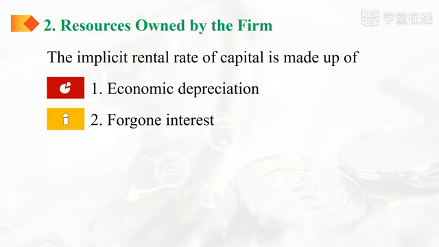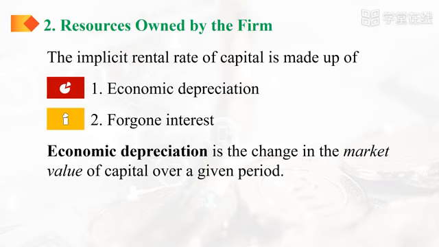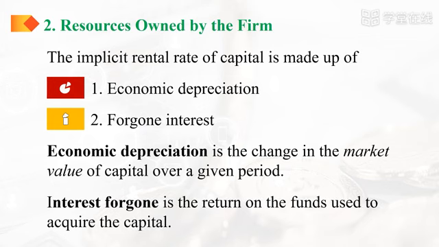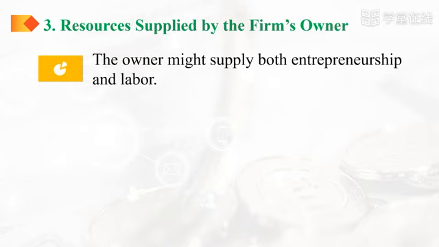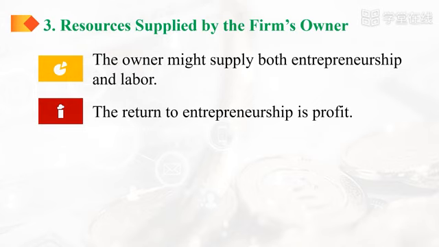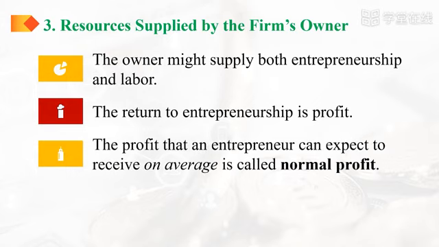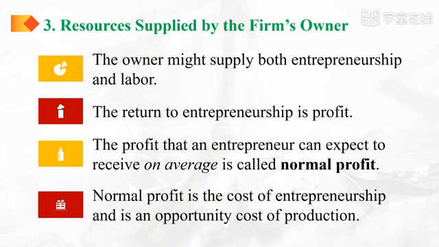The implicit rental rate includes economic depreciation, which is the change in the market value of capital over a given period, and interest forgone, which is the lost potential return on the funds that were used to acquire the capital. Lastly, the return to the owner for the owner's entrepreneurial ability is profit. The return for this input that the entrepreneur can expect to receive on average is called normal profit. Normal profit is part of the firm's opportunity cost. Economic profit is a firm's total revenue minus its opportunity cost. Because normal profit is part of a firm's opportunity cost, economic profit is profit over and above the normal profit.